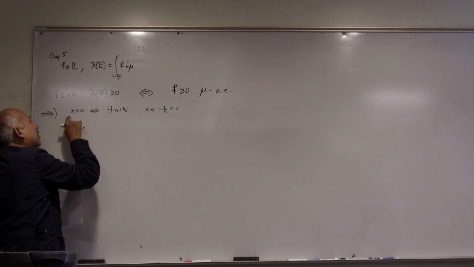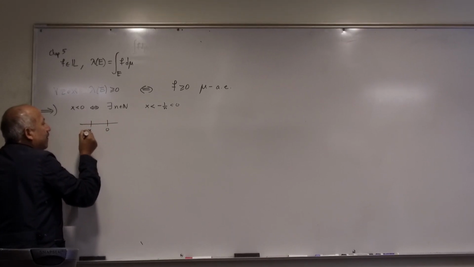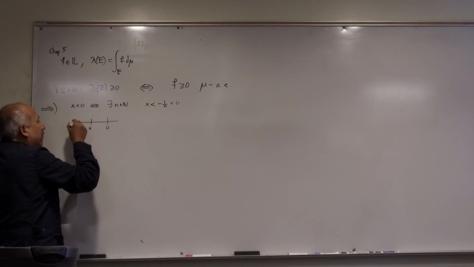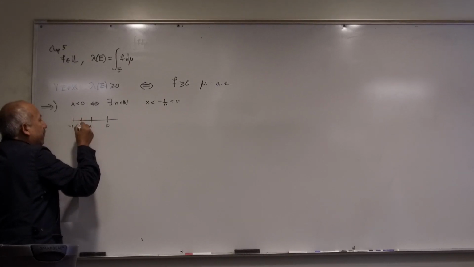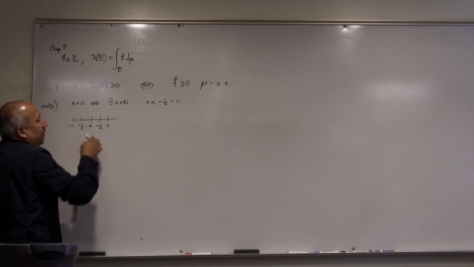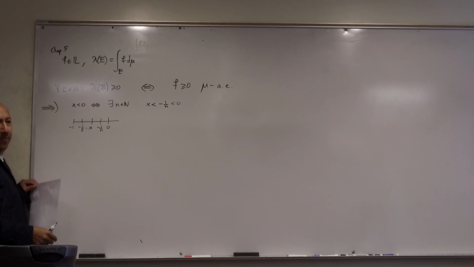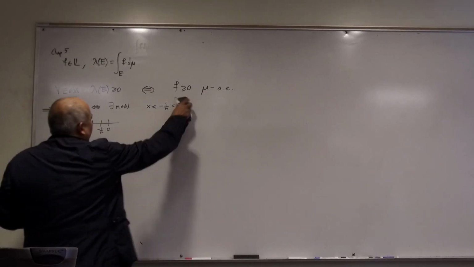Now, the other way around, if x is less than 0, here is 0, here is x. So the numbers -1 is here, -1/2. At some point, you get -1 over n. At some point, x is going to be less than -1 over n. Do you guys agree? So that's true.